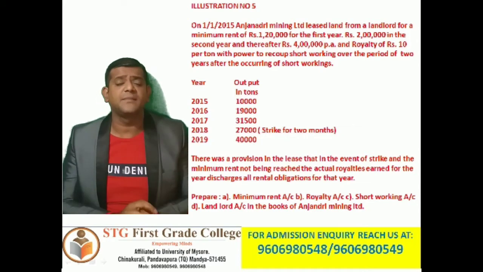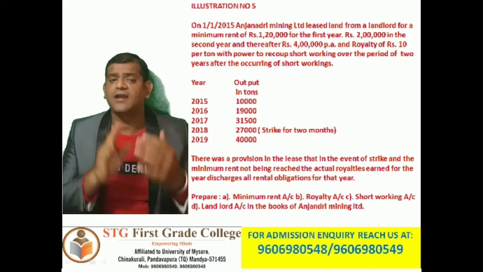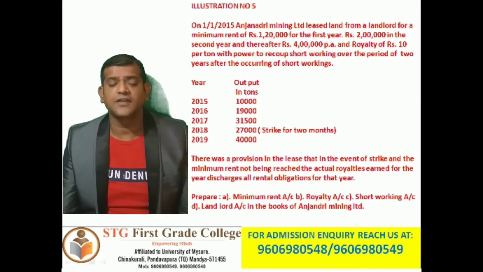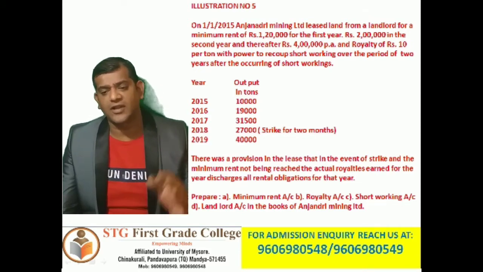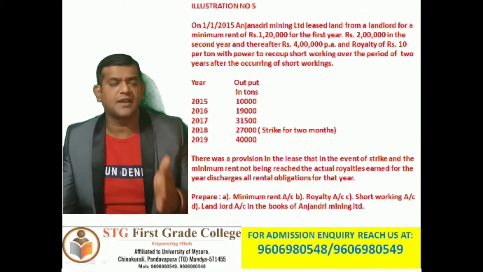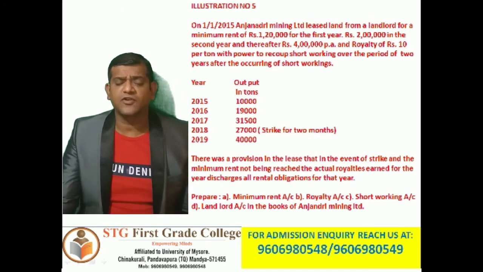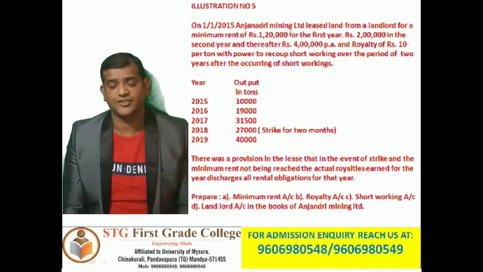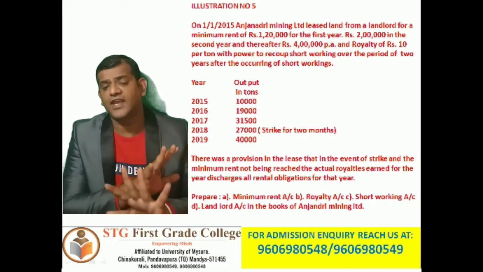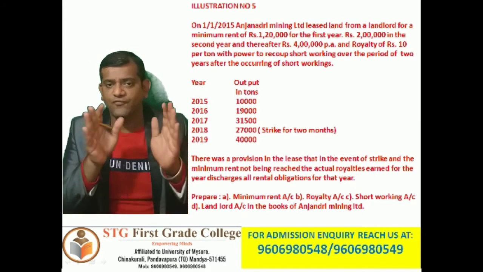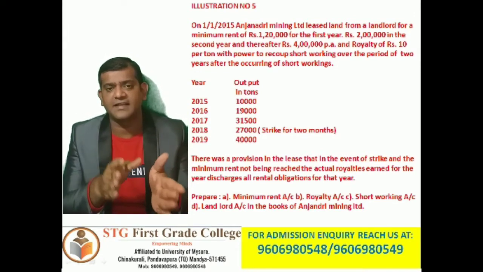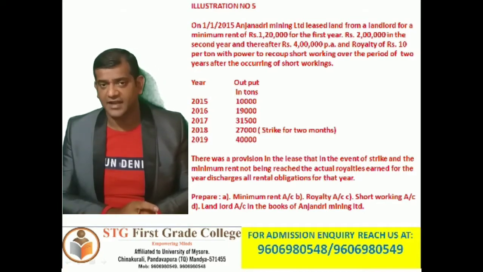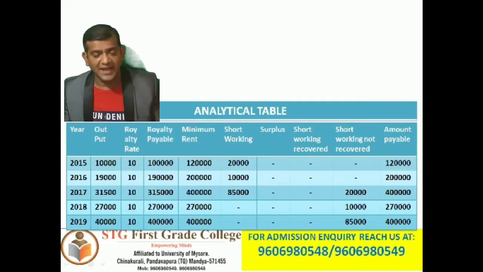So prepare minimum rent account, royalty account, short working account, landlord account in the books of Anjanadri Mining Limited. So this is the question that has been quoted. To prepare the royalty account, minimum rent account, short working account, landlord account, if you want to prepare these ledger accounts, you must prepare the analytical table first. In that analytical table only we are going to get all the answers. From that analytical table, we are going to post the answers to the respective ledger accounts. Correct? So let us open the analytical table.